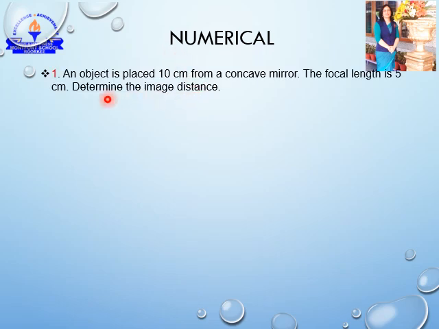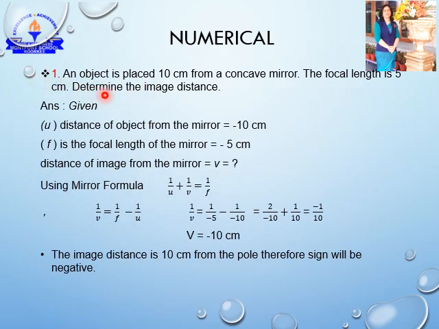The first numerical is: an object is placed 10 cm from a concave mirror. The focal length is 5 cm. Determine the image distance. That is what we have to find out. Let us start with the answer now. Given to us is that the object is placed 10 cm from the concave mirror. Therefore, the value of u, the distance of the object from the mirror, is given as 10. Now, according to the sign convention, the distance of the object has to be taken as negative. Therefore, it will be minus 10.